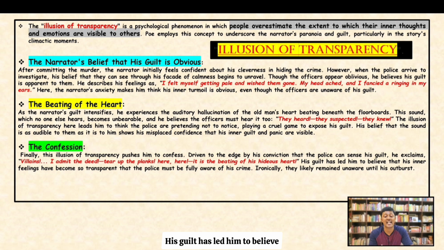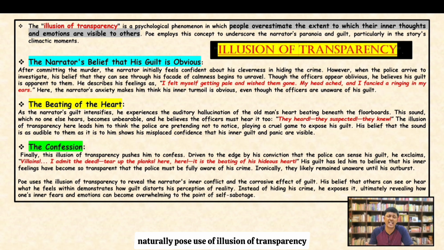His guilt has led him to believe that his inner feelings have become so transparent to the other people, to those who are in front of him, and that they are fully aware of his crime. Ironically, they likely remained unaware until his outburst. So until he points out himself that I have committed the crime, I have committed the murder, and this is the body lying here, unless and until he does this, the police were clearly oblivious of that.